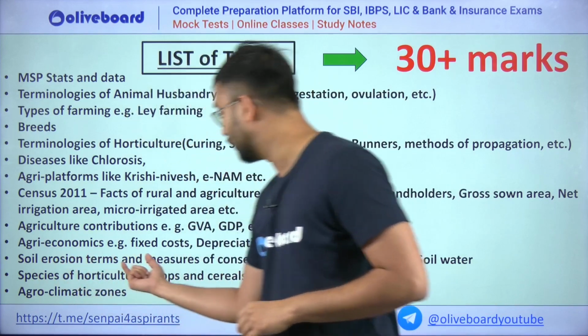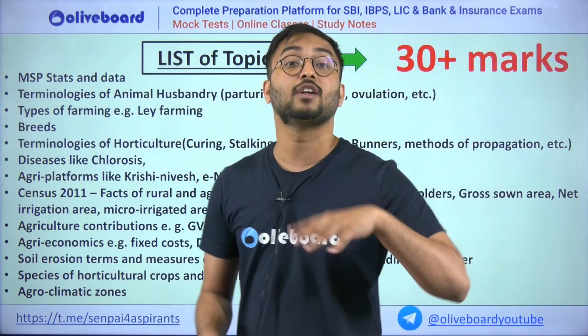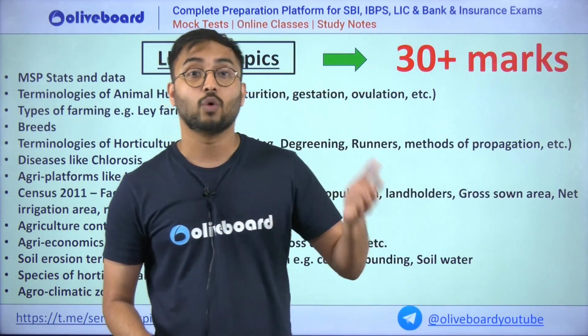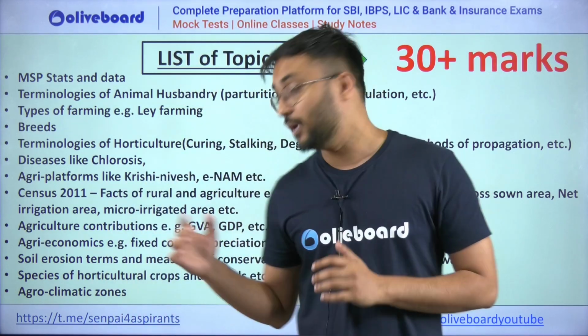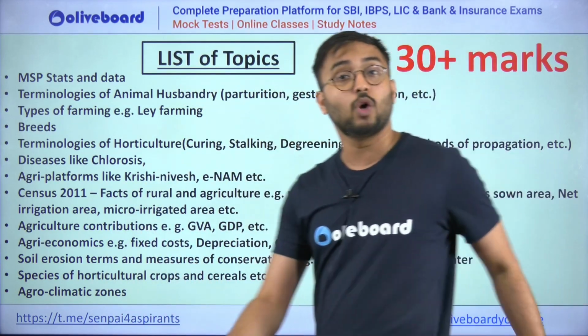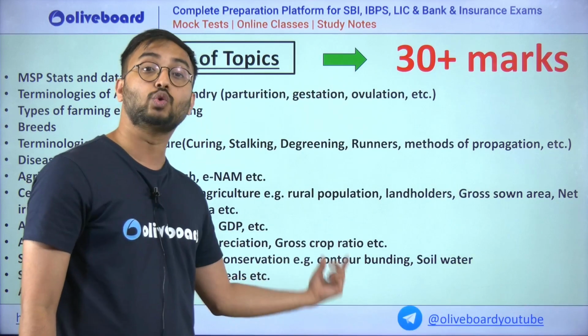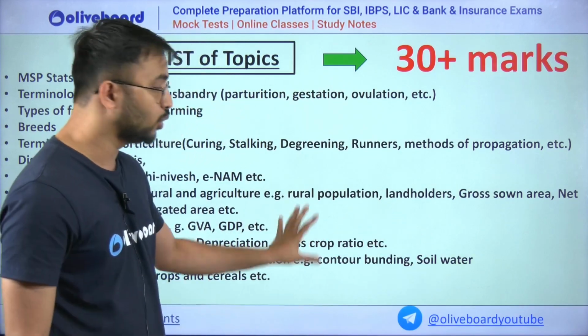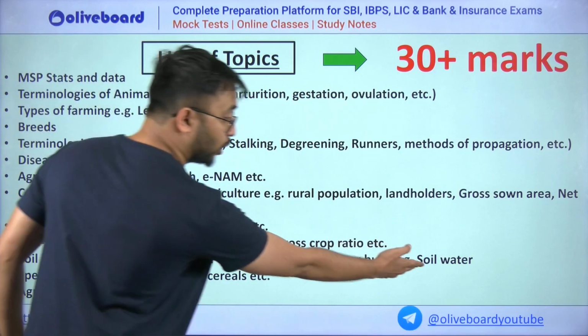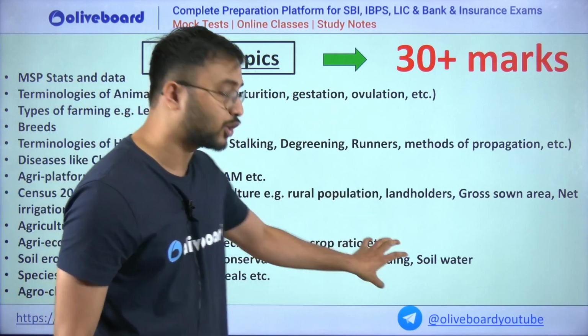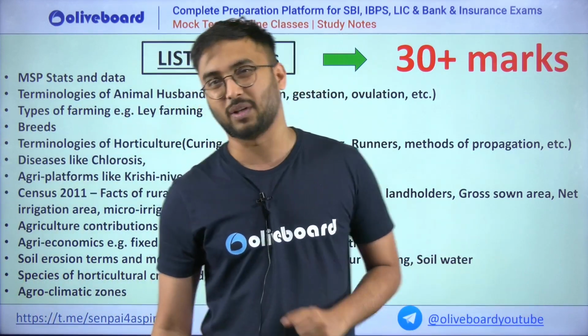Then comes soil erosion terms. Now, various terms related to soil erosion. What is sheet erosion? What is gully erosion? And measures for conservation. For example, what is contour bunding? What is contour farming? Okay, this also you have to do. Okay, what is soil water, right? And also factual data and stats related to this become important.